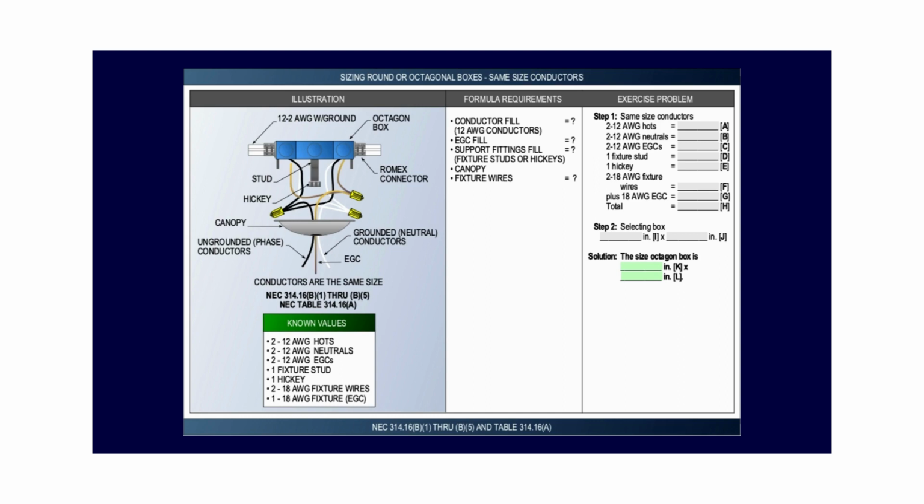Step 2. Selecting box. Table 314.16(A). 7 number 12 AWG conductors requires a 4" by 2 1/8, 100 mm by 54 mm, round or octagonal box. Therefore, a 4" by 2 1/8, 100 mm by 54 mm, round or octagonal box is required.